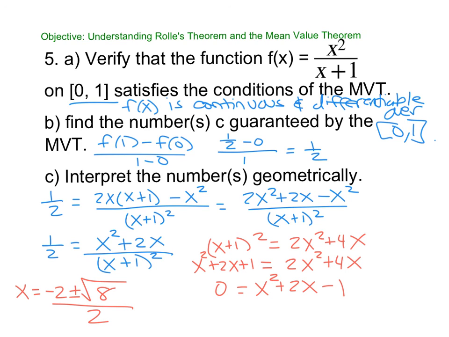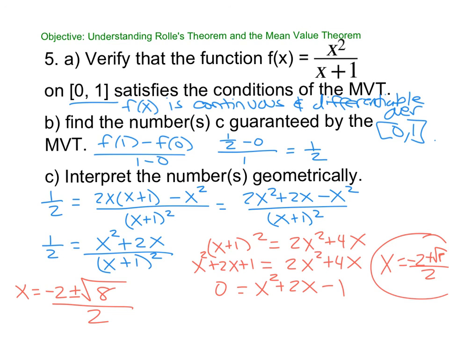Wait, it has to be between 0 and 1. So the answer, it's not going to be plus or minus. It's going to be just plus. So my answer is x equals -2 plus root 8 over 2. We can simplify it, but I just don't care.